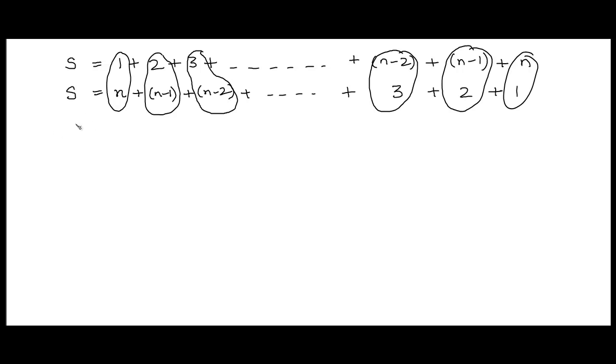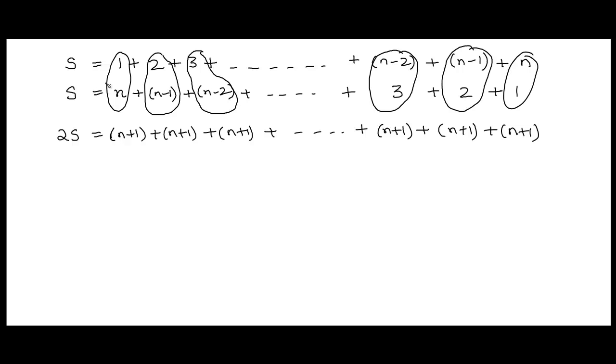So when we add these two equations up, we get 2s is n plus 1 plus n plus 1 plus n plus 1, as many number of times as the number of terms in the series. The number of terms in this series is n. So this would come to a total of n times n plus 1. This means s can be written as n times n plus 1 divided by 2.